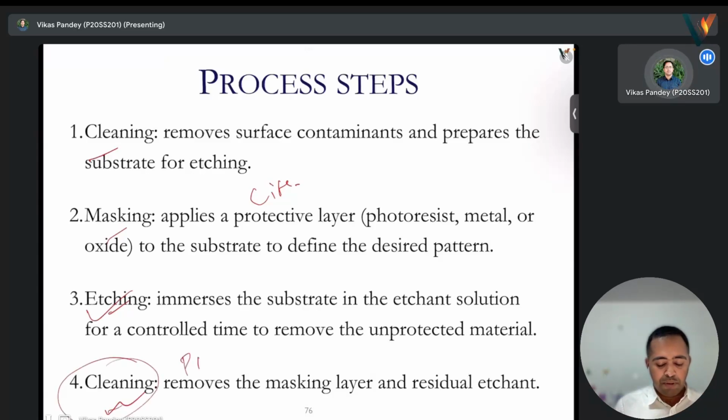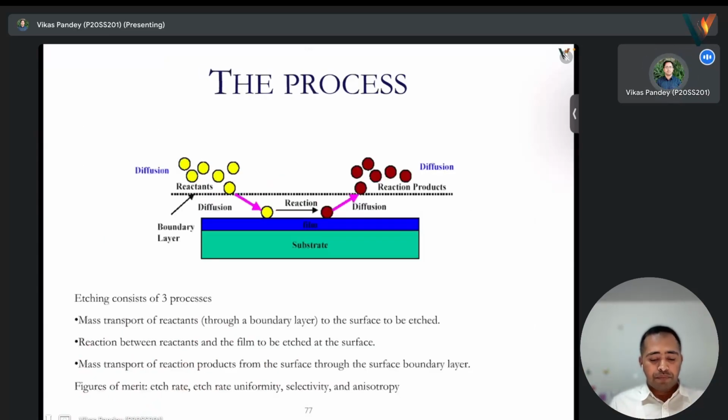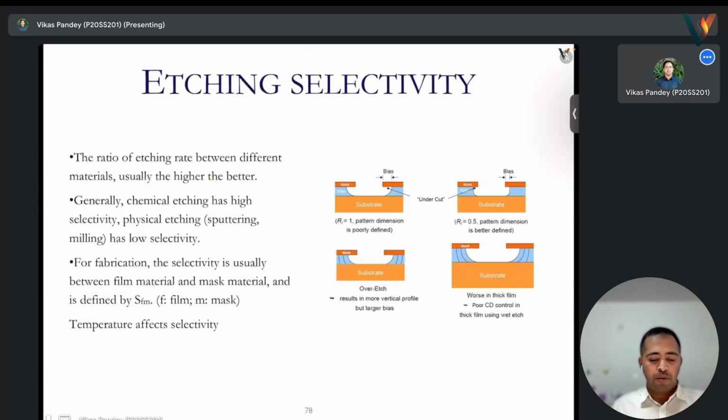That is PR stripping or removing the mask. So the process is very much similar to oxidation and cleaning, where diffusion of reactants occurs. It reacts with the material and takes it out in the form of reactant products. In case of etching, the selectivity is very important. It should not etch the mask. It should only etch the material that we want to remove. This is something very critical.